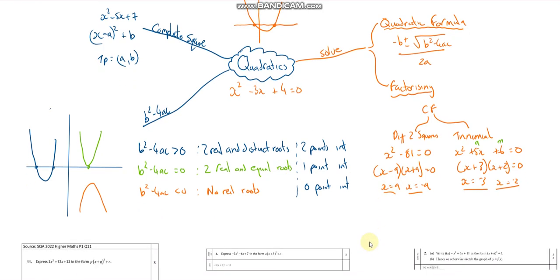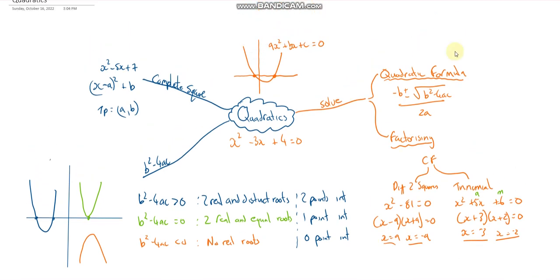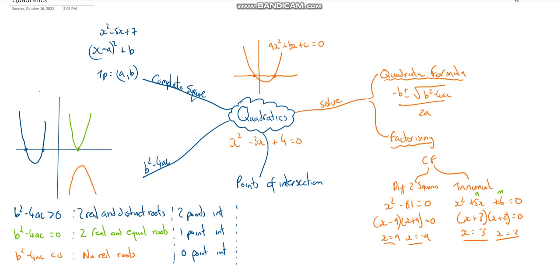So points of intersection is the exact same thing, but what you'll get is maybe a curve, x squared plus 3x plus 1. Where does that curve meet the line 2x take away 3? And all you have to do is put everything over to one side. So x squared, take away 2x from both sides, and add 3.